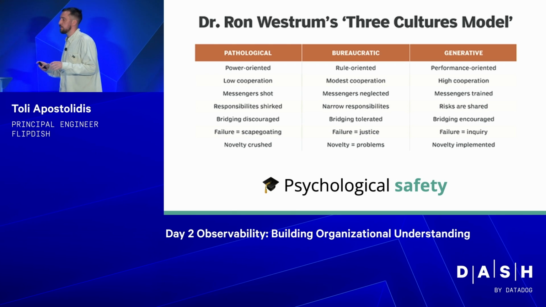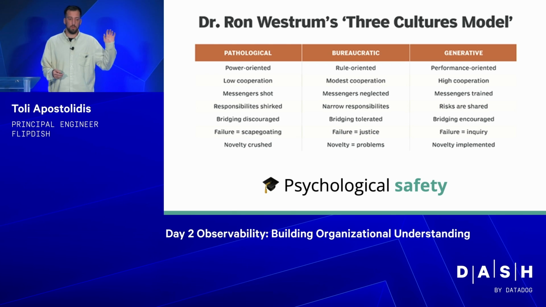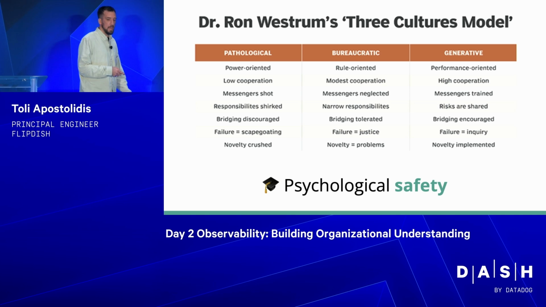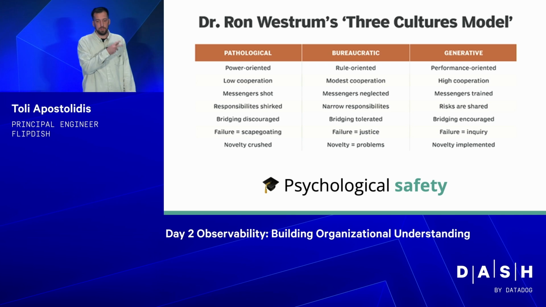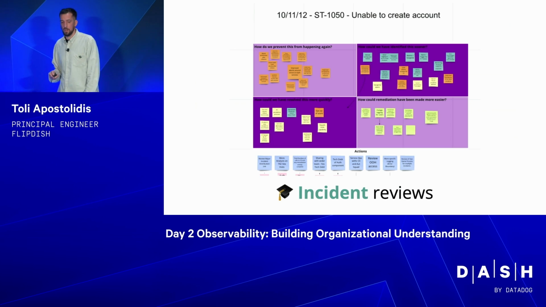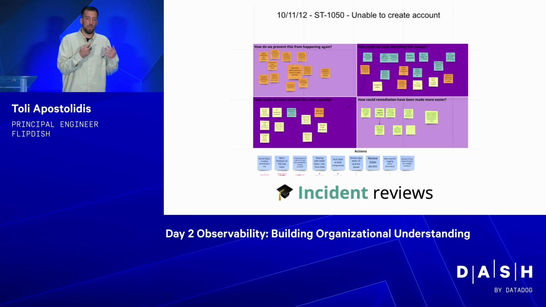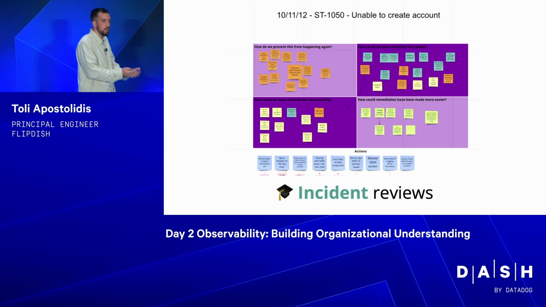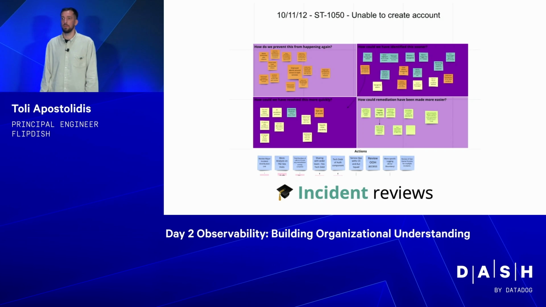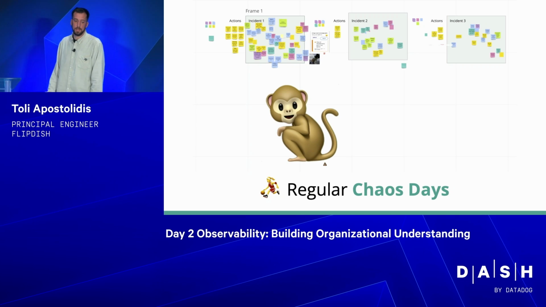You can't do any of this without psychological safety, so this is Westrum's three-culture model. You need to be on the far right in the generative column if you want people to learn. Incident reviews: incidents are a fact of life. They'll happen, so you need to make sure that you're learning from them. That's the first thing you should be thinking about once an incident has been remediated.